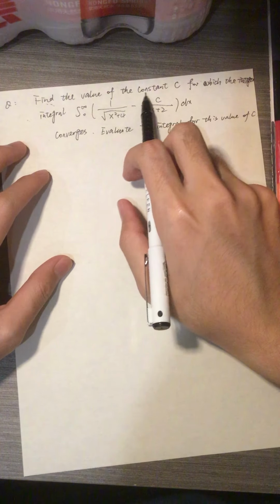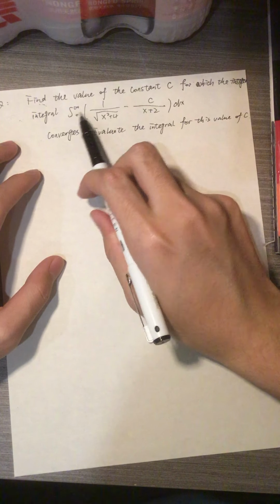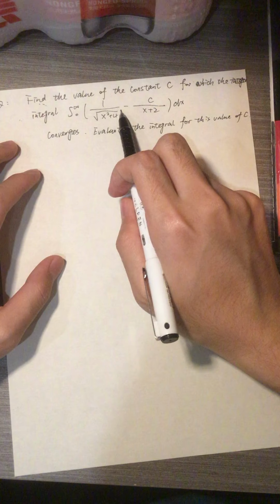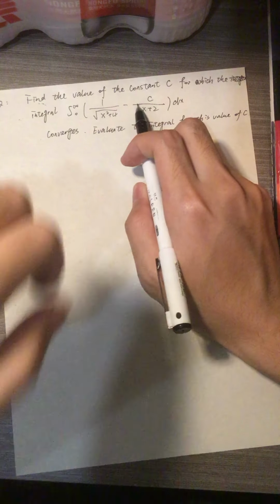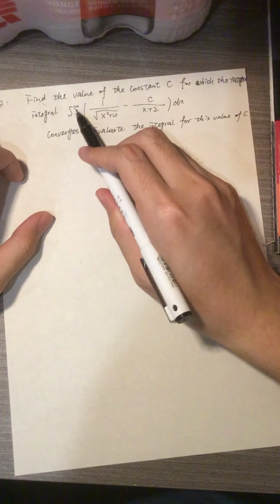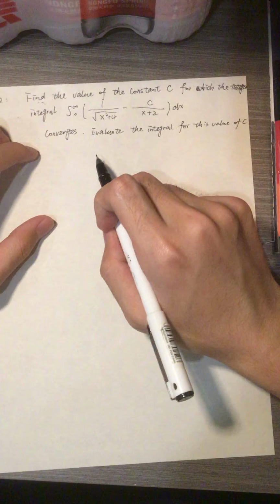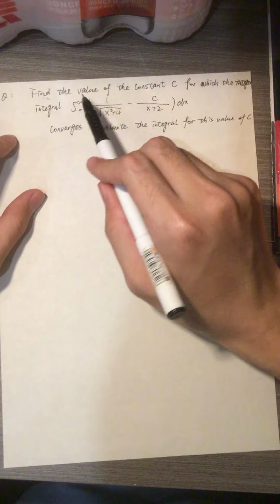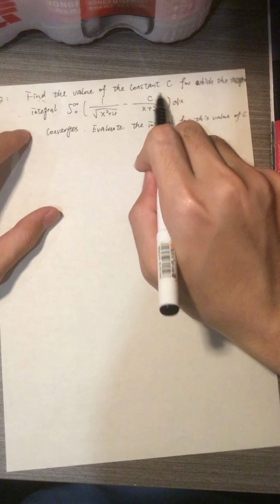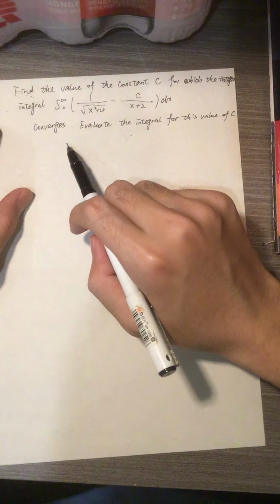Find the value of the constant c for which the integral converges. The integral is 1 over the square root of x squared plus 4 minus c over x plus 2 from 0 to infinity, and evaluate the integral for this value of c. In this question, we have two things to do. The first one is find the value of c, and the second one is find the value of the integral using the value of c.